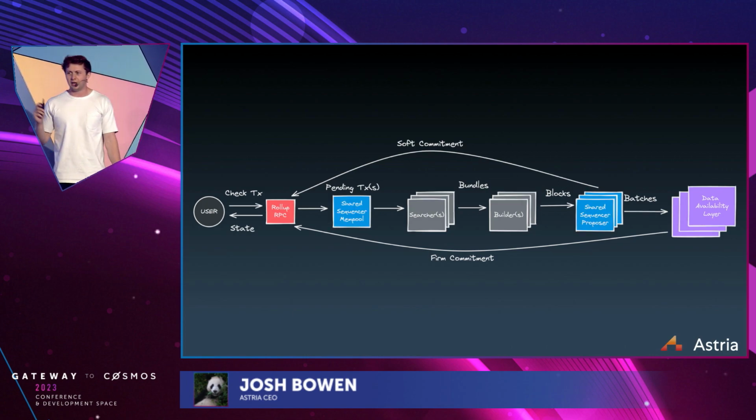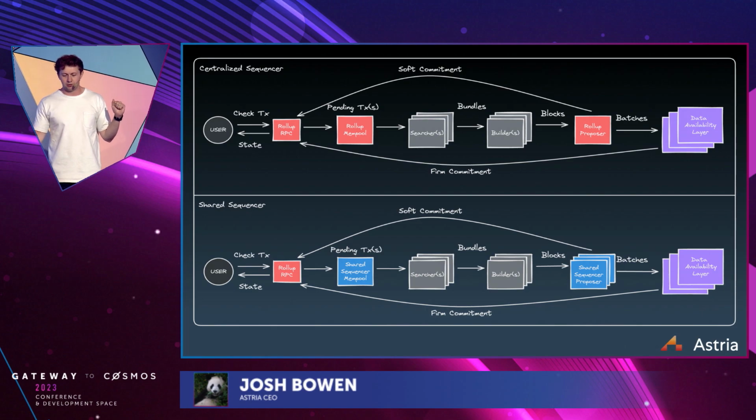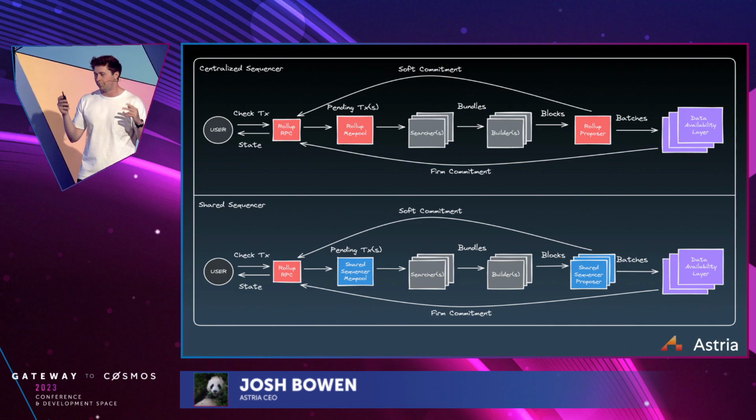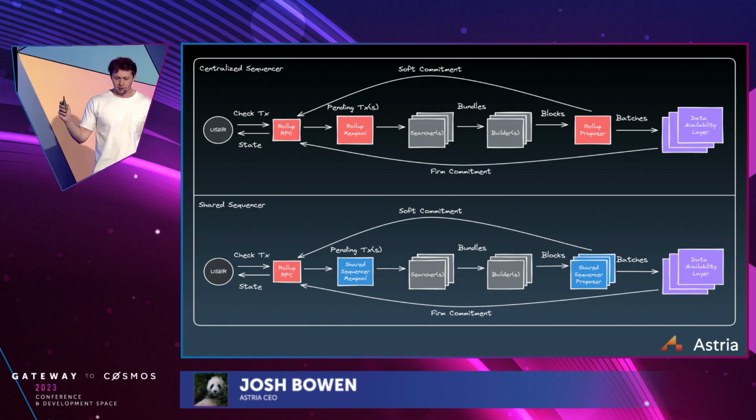So if we want to do a shared sequencer, how we're going to abstract this is, the rollup RPC stays there. The rollup mempool is going to be replaced with a shared sequencer mempool. The rollup proposer is going to be replaced with a shared sequencer proposer. Otherwise, this supply chain looks pretty similar for one rollup. We can compare these really quickly here. Really, we just replaced two of the red boxes with the blue boxes.